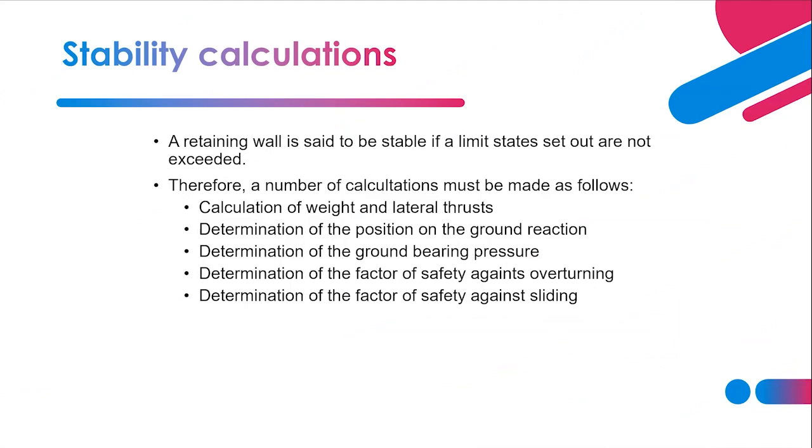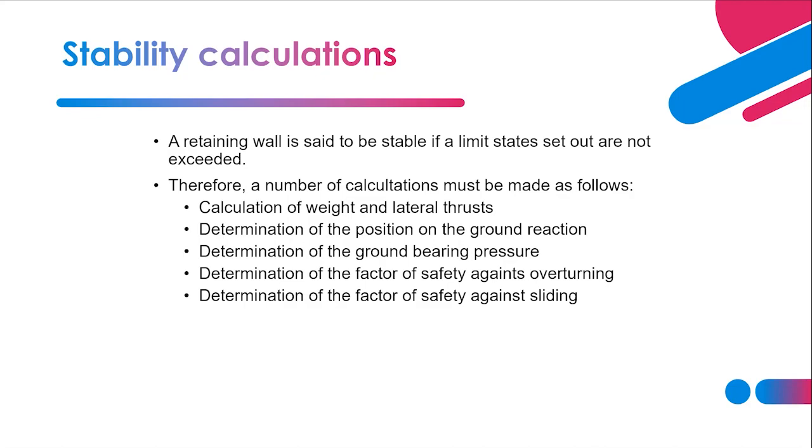A retaining wall is said to be stable if the limit states set out are not exceeded. As you see, sebabkan dia ada limit state yang I ajar masa last week. Ada limit state sebab dia ada 5 failure criteria: sliding, overturning, bearing pressure and such. Ada 5. Jadi kita akan tengok one by one, so that we must make sure that those limit states are not being exceeded. If they exceed, dia akan fail.